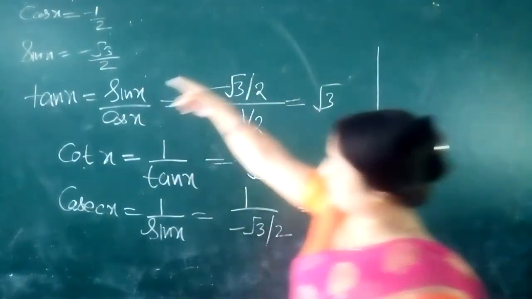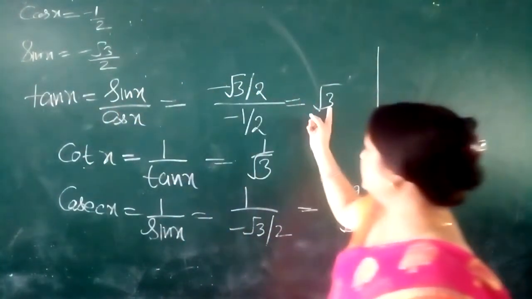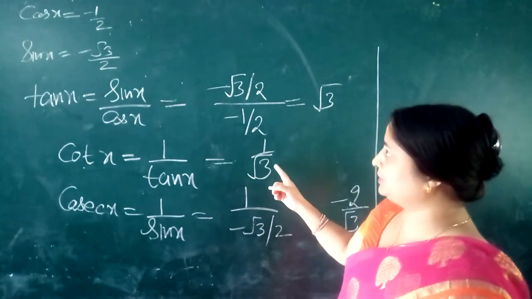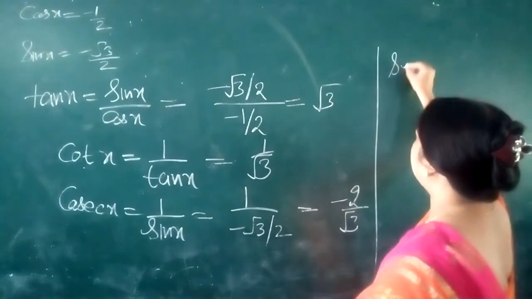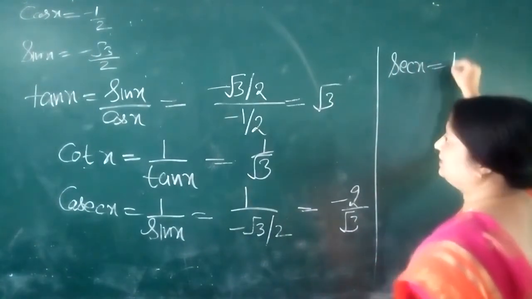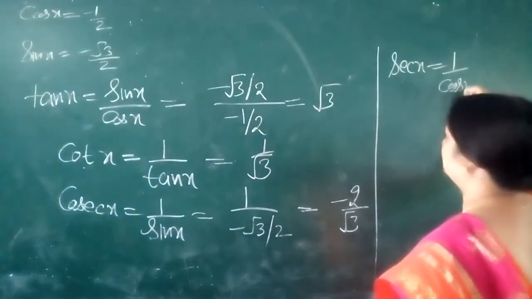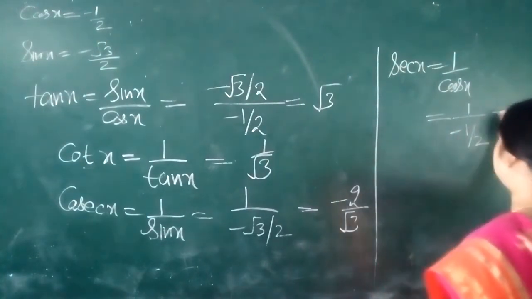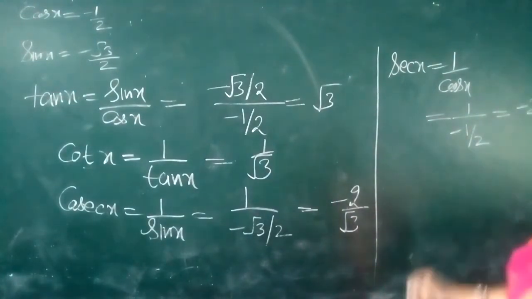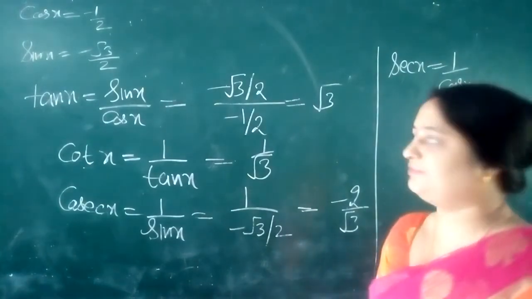Now this tan x is root 3, cot x is 1 by root 3. Now cos x is minus 1 by 2. We can find out sec x. What is the value of sec x? That is 1 upon cos x. So it will come 1 upon minus 1 by 2, that is equal to minus 2. So these are the 5 trigonometric functions.